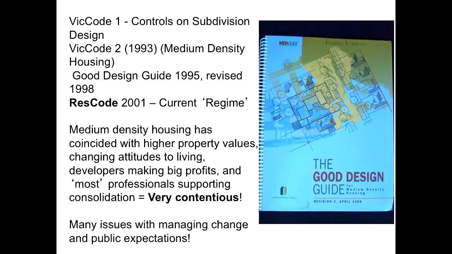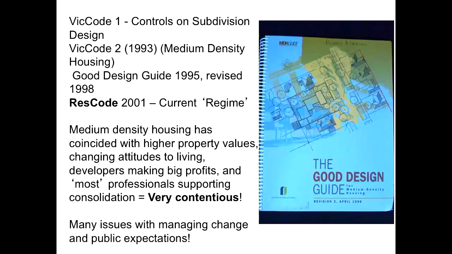One of the things that happened with ResCode was this almost perfect storm of higher land values and a huge push for redevelopment of existing land from the mid-90s, when it really started pushing on. Activist groups such as Save Our Suburbs, and that's probably the most famous one, but there are many other groups that popped up.